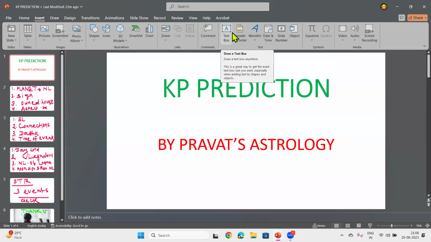So many things, so many formulas and so many rules you have to remember. But here you don't need to remember so many things. Only 5 points you need to remember and you can predict precisely using the KP prediction system. Okay. So now what is the similarity between Vedic astrology and KP astrology?